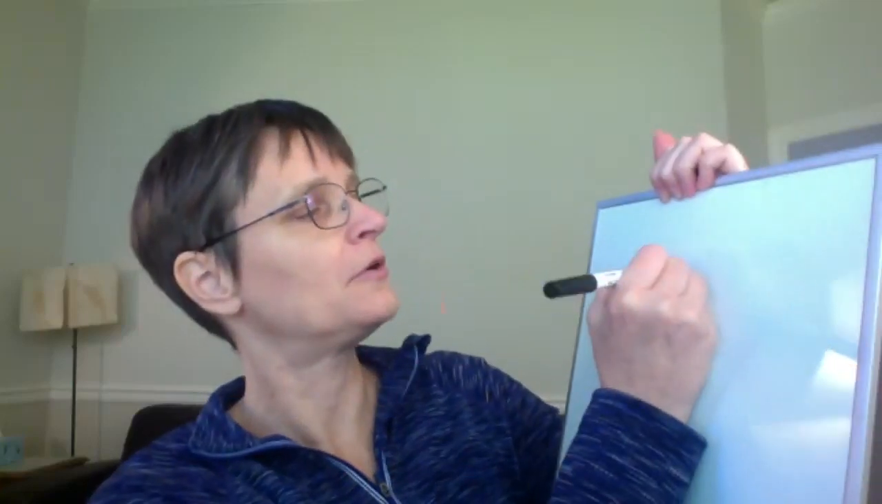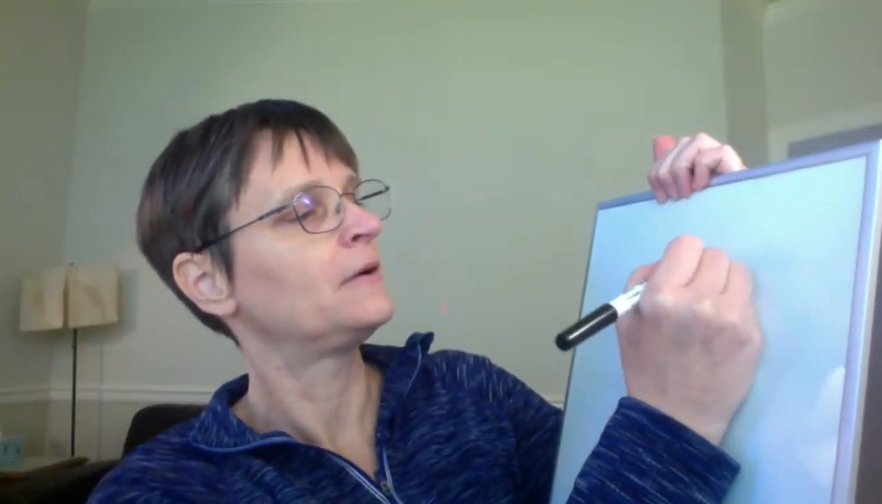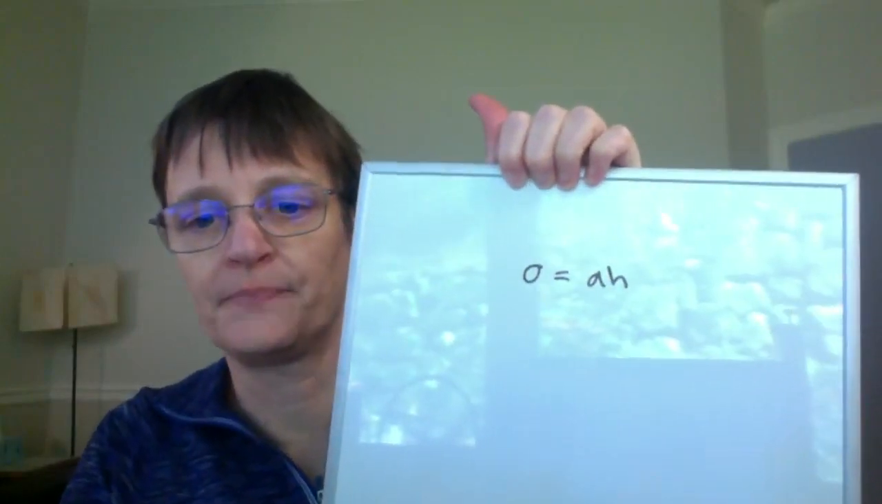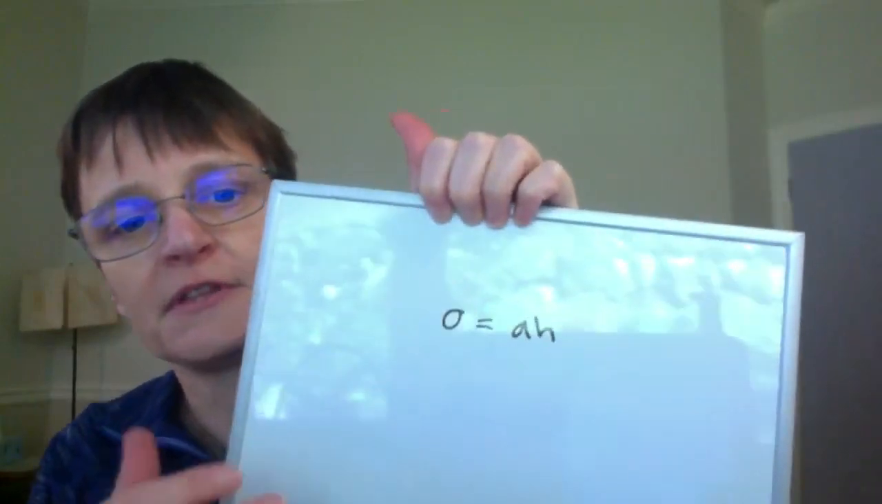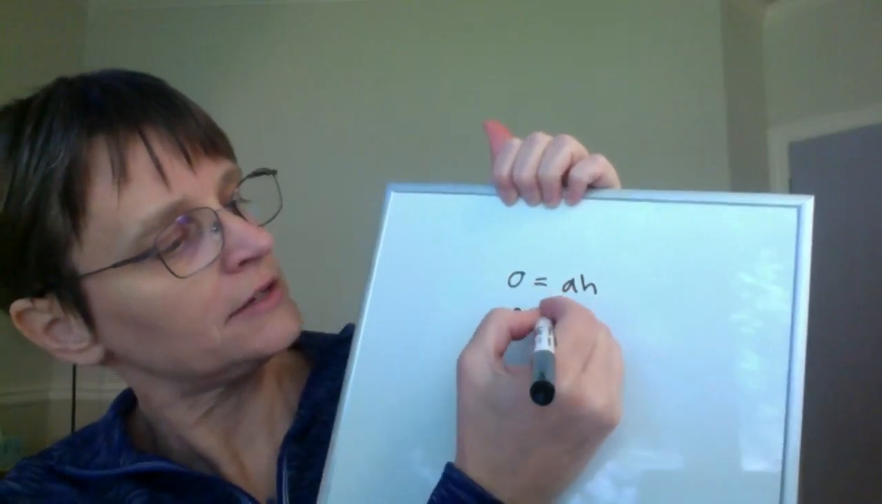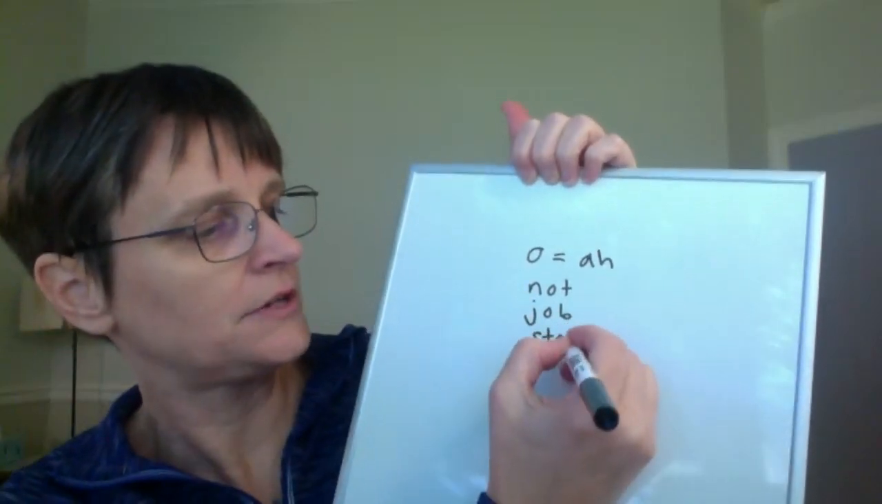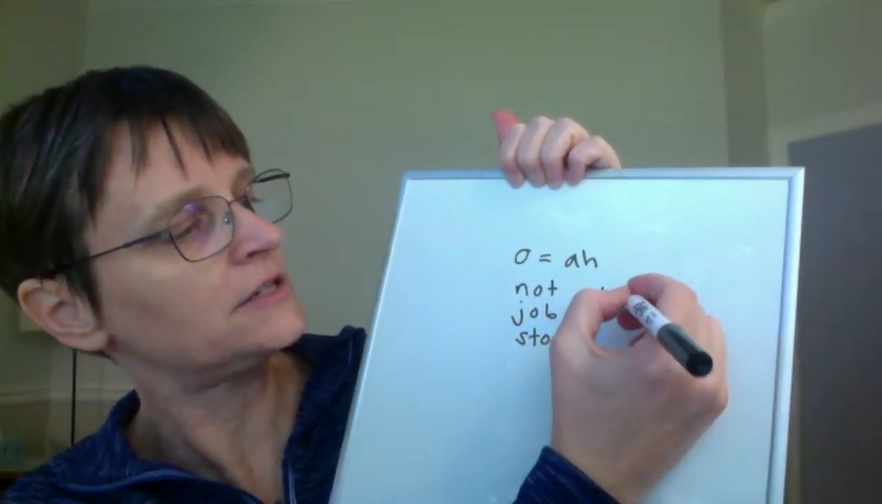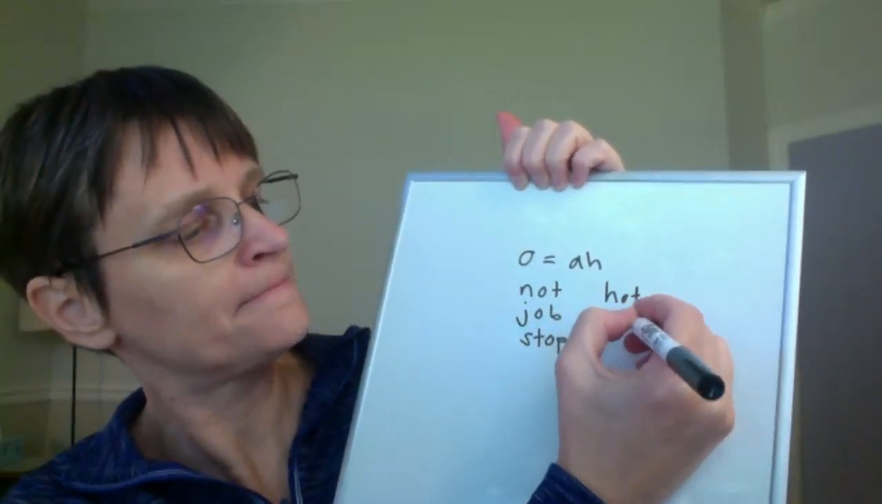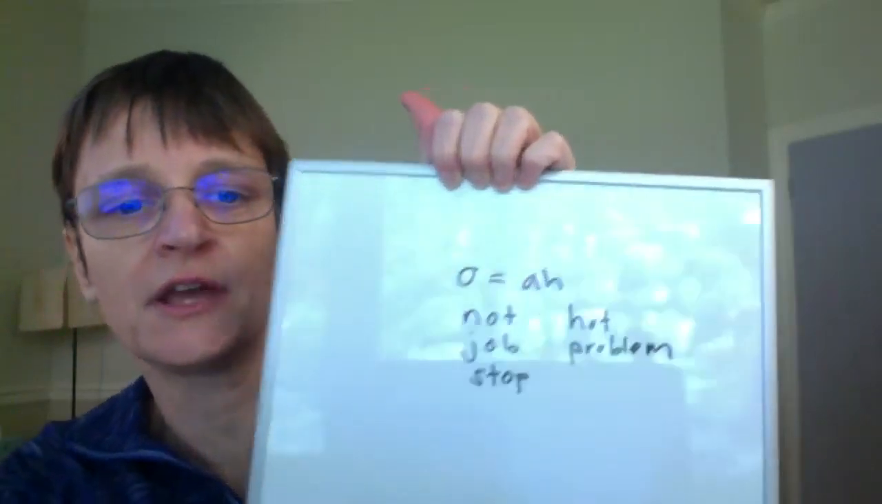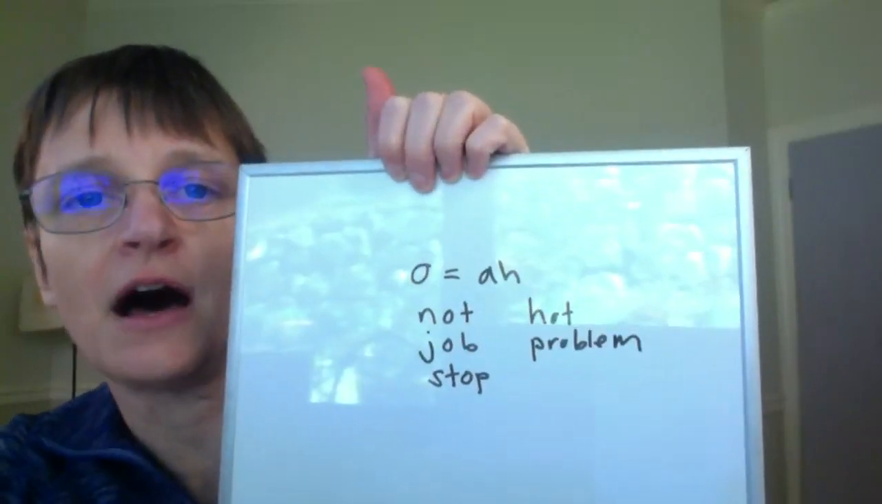So yes, letter O can say O in words like no and so and goes. But most of the time, if you see the letter O, it actually says ah. So most of the time when you see an O, what you actually get is an ah. So what are some examples of this? In the word not, in the word job, in the word stop, in the word hot, problem. These are some of the most frequently used words that have the letter O but say the ah sound.